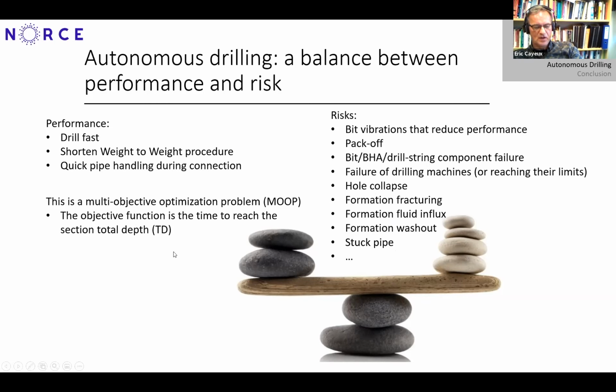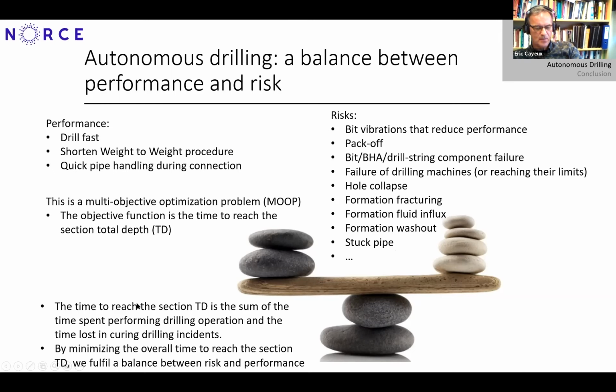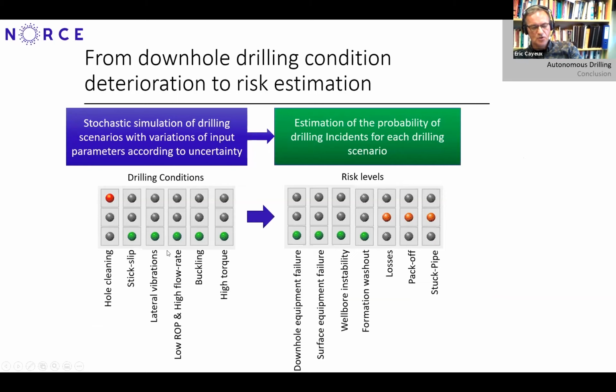How do we manage that? We have an objective function, which is the time to reach the section TD. The time to reach the section TD is the time necessary to execute those operations which contribute to performance, with the least possible amount of delays coming from curing problems associated with risk. So basically we have a continuous estimation of the drilling downhole conditions. Do we have root problems? Do we have stick slip? Do we have lateral vibration, buckling, and so forth? These estimations of drilling conditions are translated into risk levels. These risk levels are associated with estimation of possible delays which can come with them.